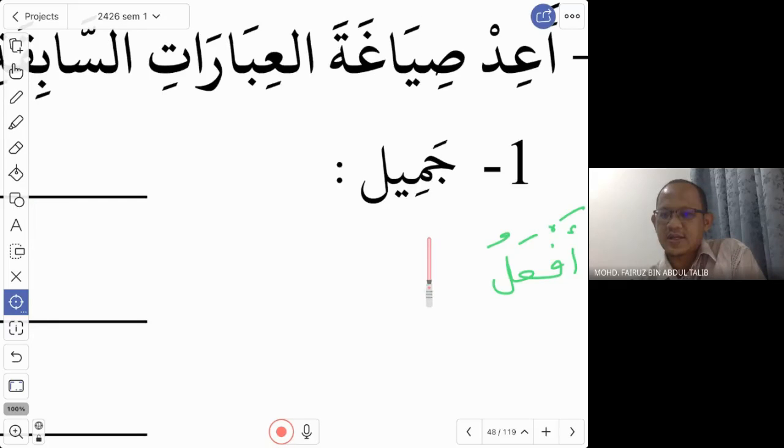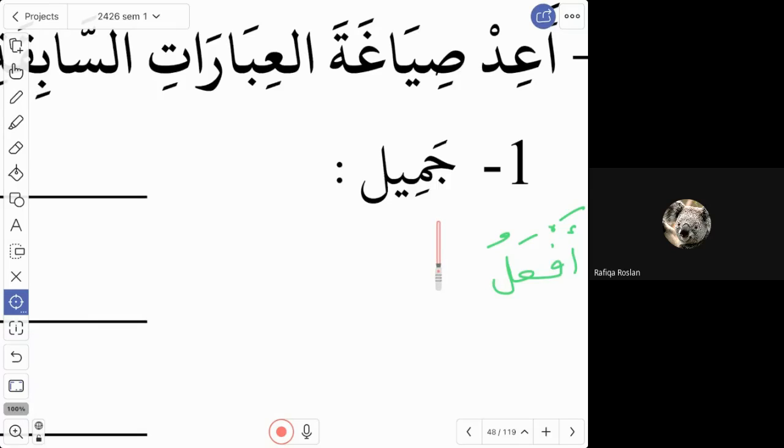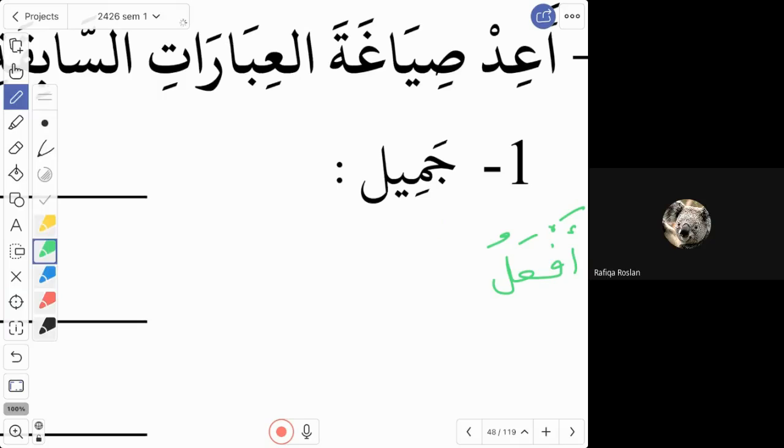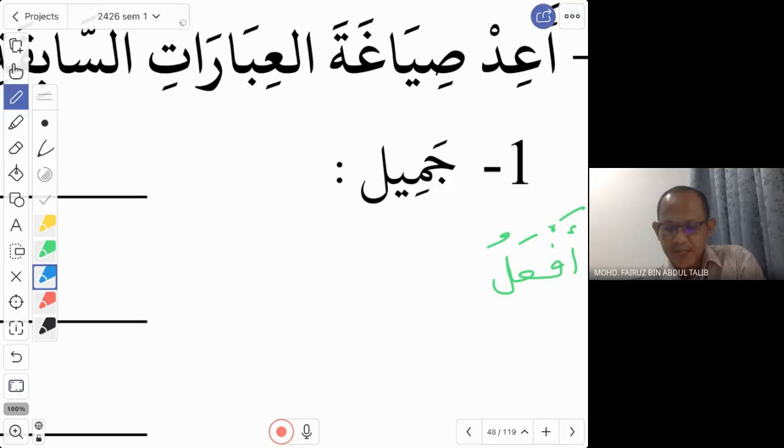Ajmal. Okay, Matia says ajmal. Rafika, what do you say? Ajmalutu. Okay. Yes. Because the root word is jim mim lam. Yes, you are correct. Sahih. The root word is jim mim lam.